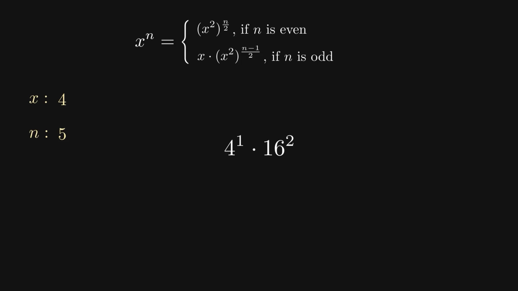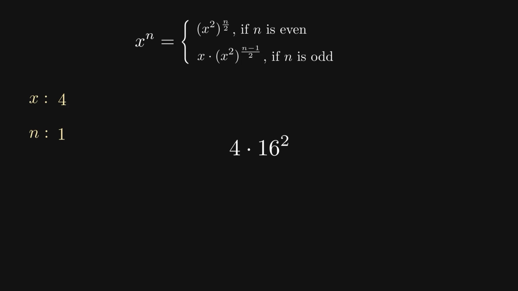At that point, we don't need to continue the algorithm further, but let's try to do it to see what happens. Update the values for x and n. n is equal to 1, which is odd, so we use the odd number formula. This simplifies to 16 raised to the 0 power. Anything raised to 0 is equal to 1, and anything multiplied by 1 is equal to that same thing. So we are back at the point where we started.